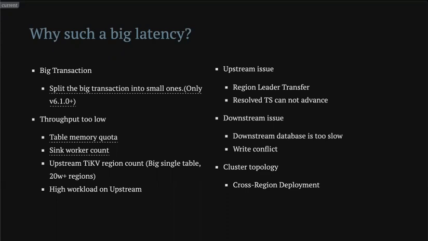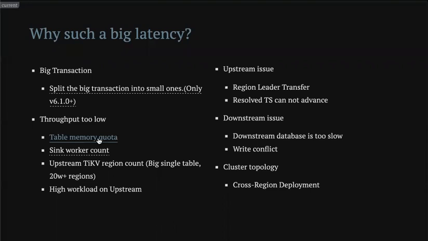So we found a way to solve this problem. We can split the big transaction into small ones to get better performance and better control of the memory usage, because we have no need to keep it all in memory. But this feature is only available in version 6.1.0. And the second reason is that throughput is too low. We can increase the throughput by increasing the table memory quota.